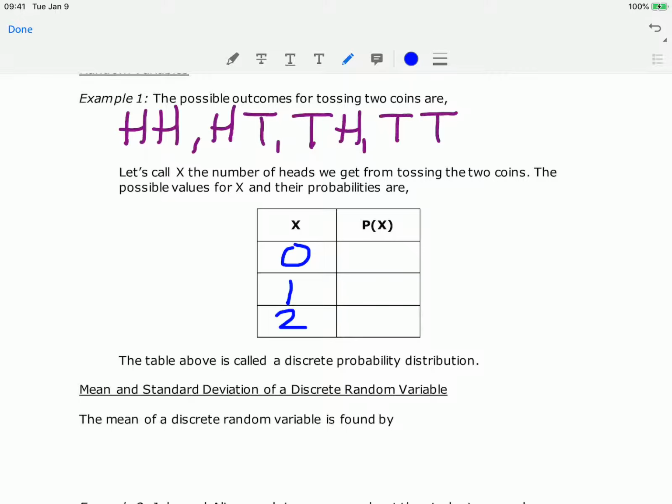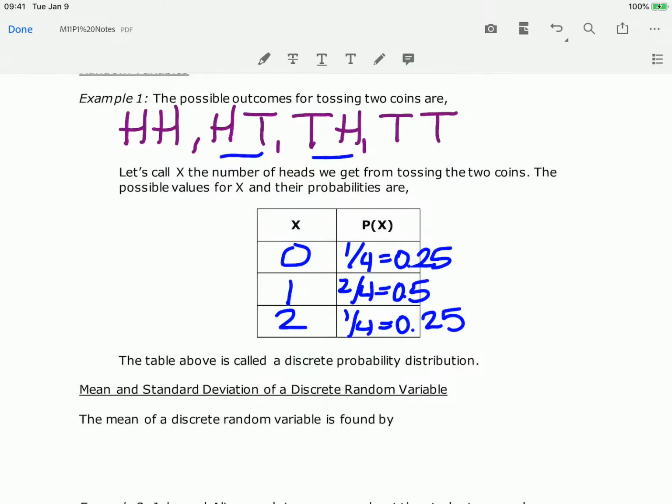So the probability that I get 0 heads is going to be 1 out of 4, which is 0.25, because up here, out of my 4 outcomes, there was one time where I didn't see any heads. The probability that I get a single head is going to be 2 out of 4, because up above we can see 2 times where we flipped the coin 2 times and we only got 1 heads as a result. So it's this one and this one. And then finally, 2 heads is going to be 1 out of 4, 0.25.